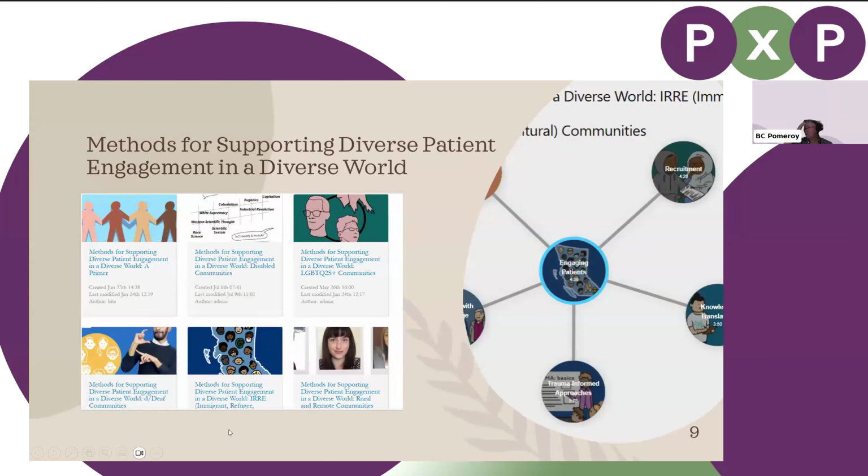So this is a tapestry itself, and this is methods for supporting diverse patient engagement in a diverse world. So what does this look like in action? You'll see here again, it's about designing demographic questions that reflect all kinds of diversity that we see here.